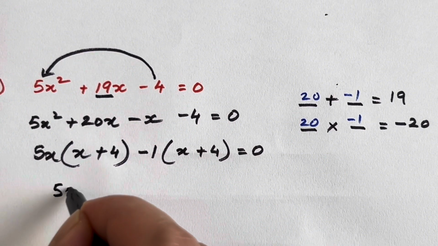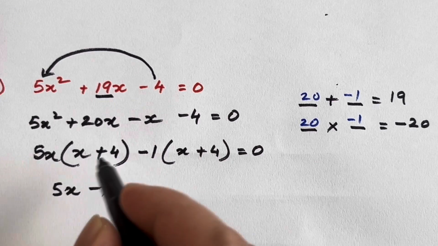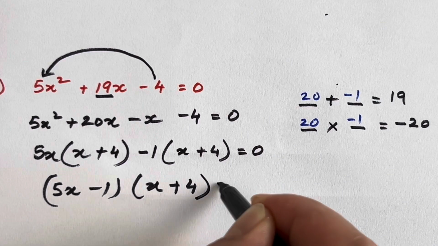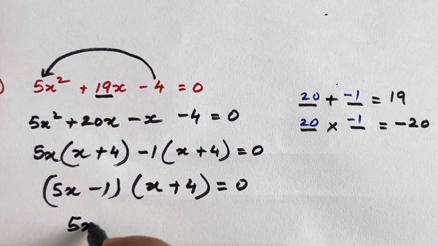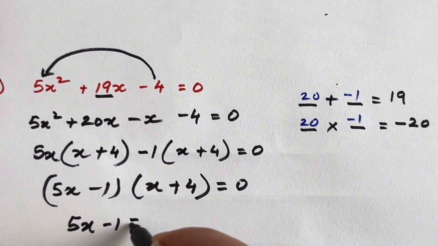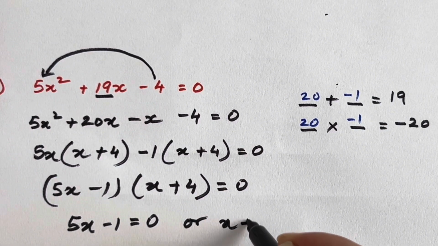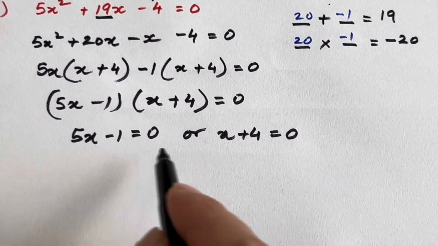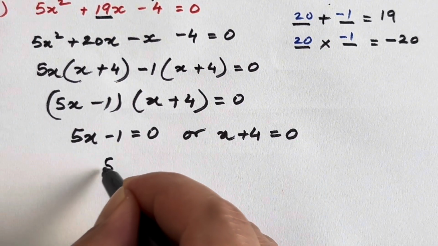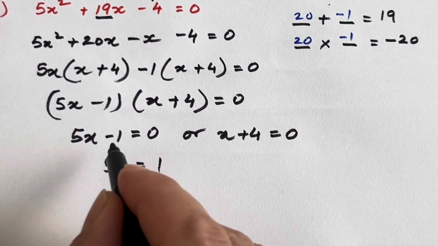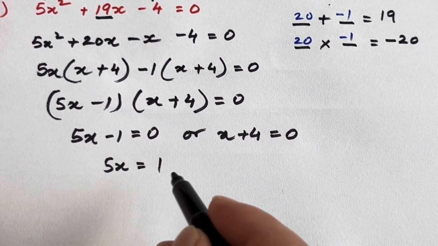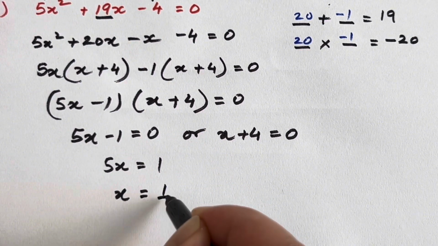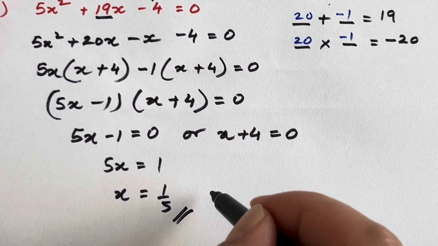Now 5x minus 1, the outer terms, times x plus 4 equal to 0. So either 5x minus 1 equal to 0 or x plus 4 equal to 0. Okay, now solve these two linear equations. 5x equal to 1 because minus 1 changes to positive 1, and then divide both sides by 5, x equal to 1/5. That's one of the answers.